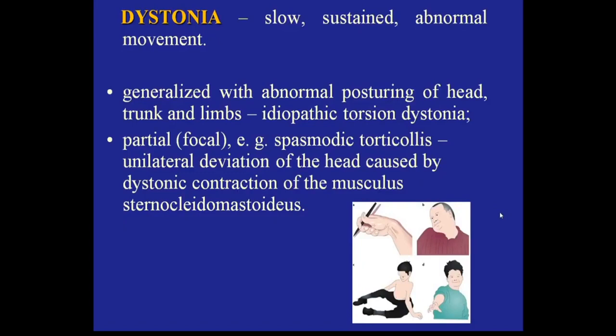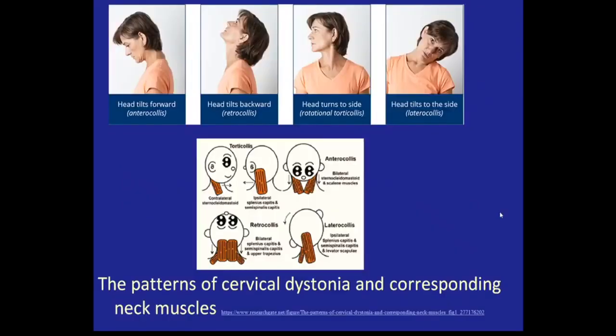Dystonia: slow, sustained abnormal movement. Generalized dystonia with abnormal posturing of head, trunk, and limbs. Idiopathic torsion dystonia. Or maybe partial or focal dystonia. Examples: spasmodic torticollis, unilateral deviation of the head caused by dystonic contraction of the musculus sternocleidomastoideus. There are different positions of head in case of spasmodic torticollis.